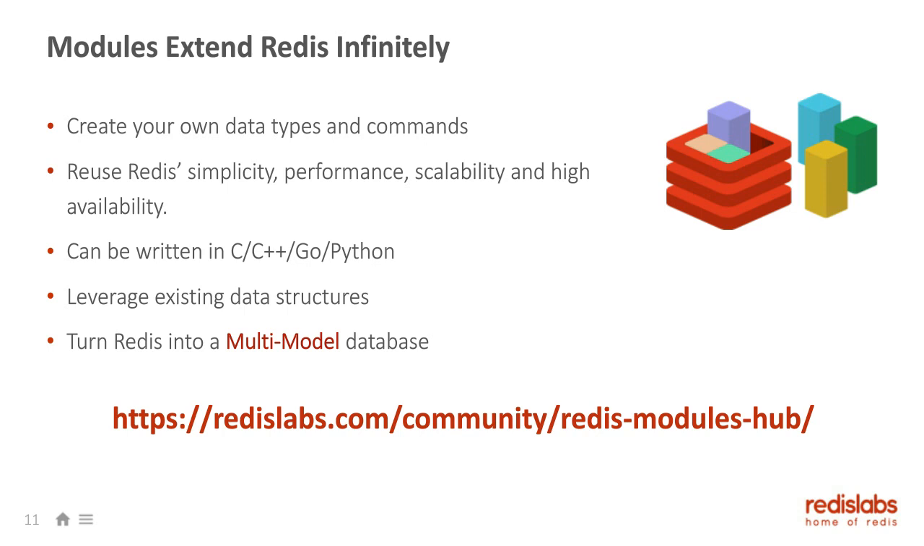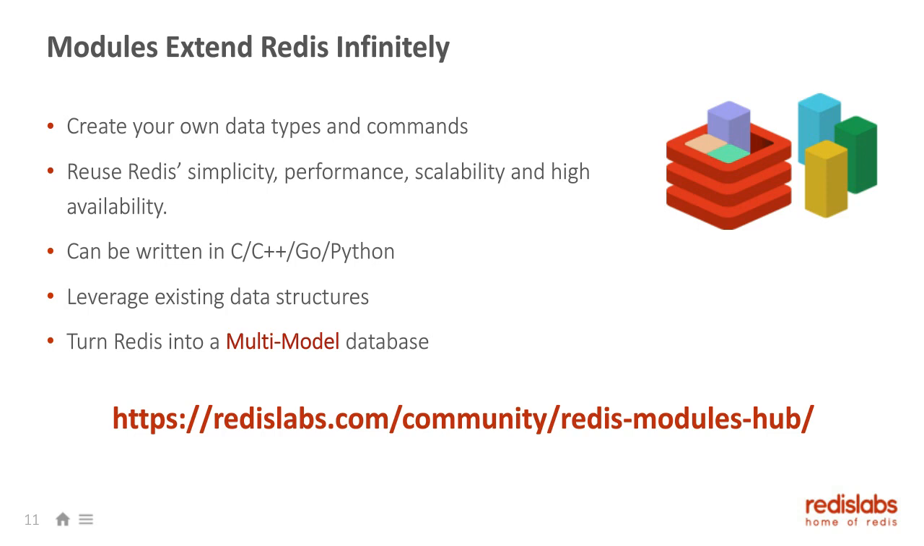They can be written in C or any C compiled language. And you can also leverage the existing data structures, so you can combine a set of data structures to make a more complex data type. And this actually turns Redis into a multi-model database. With these modules, we can actually host several types of data.